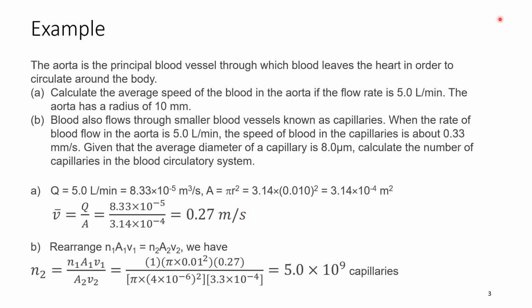In part B, since blood also flows through smaller blood vessels known as capillaries, and there are many of them, we can rearrange the equation N1 A1 V1 equals N2 A2 V2, and we get N2 equals N1 A1 V1 over A2 V2, and we have 5.0 times 10 to the 9 capillaries.